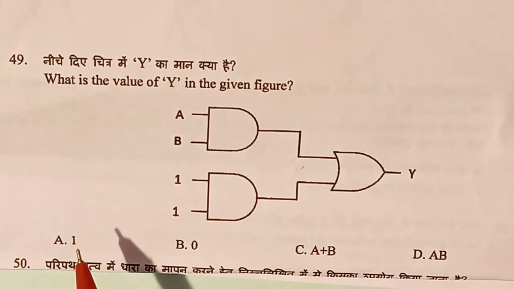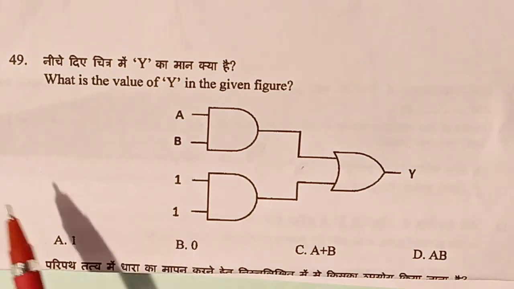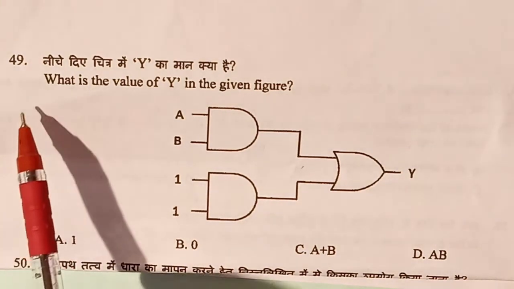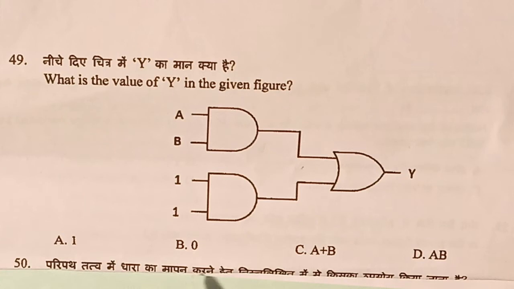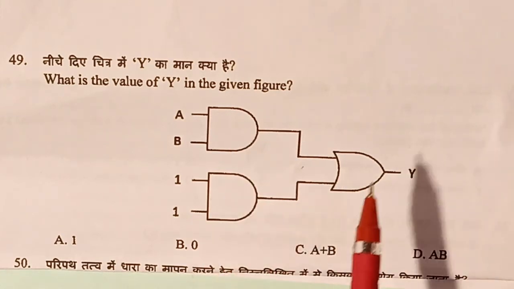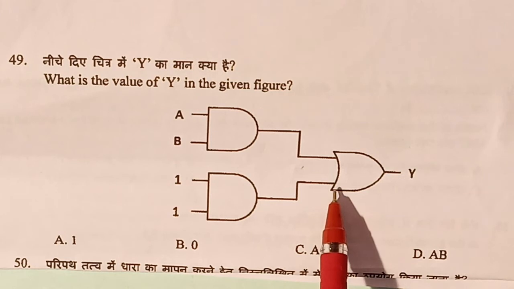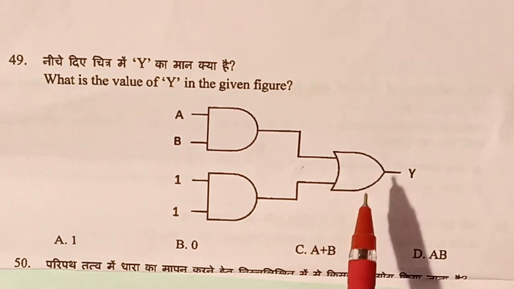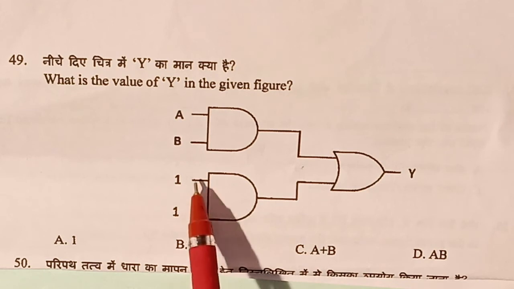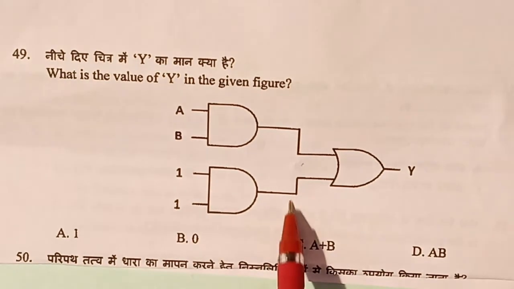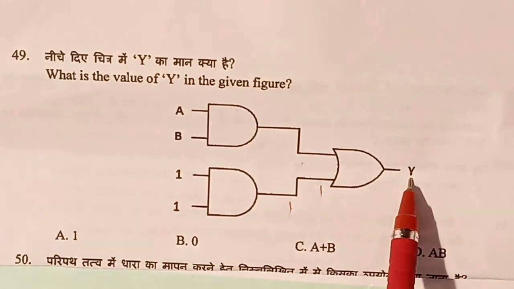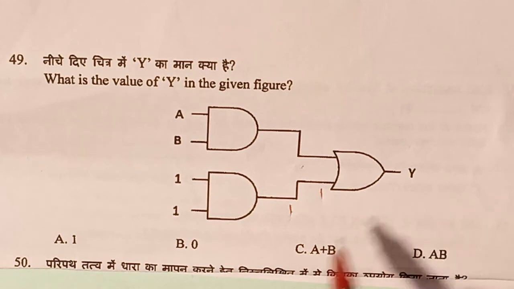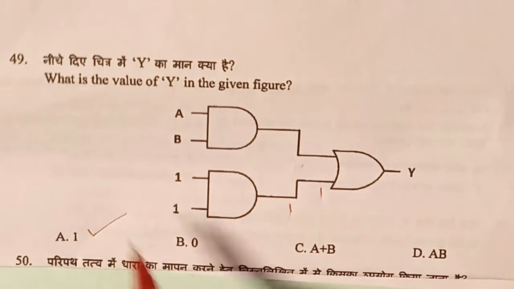The next, after this, I'll be starting the technical assistant question paper. So the next question, number 49. What is the value of Y in the given figure? Y is our output and two AND gates are there. What you have to remember is, whenever any input of the OR gate is high, the output will be high. If you see this AND gate, both are getting 1 and 1, so the output is also 1. Irrespective of A or B, the output is always 1. So the answer is option A, 1.